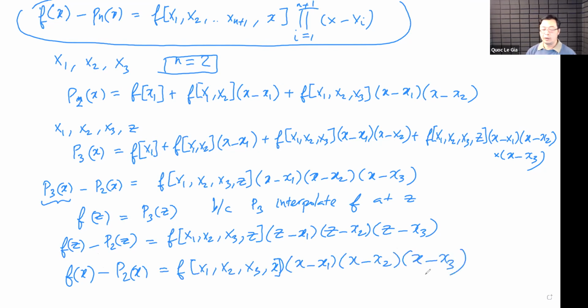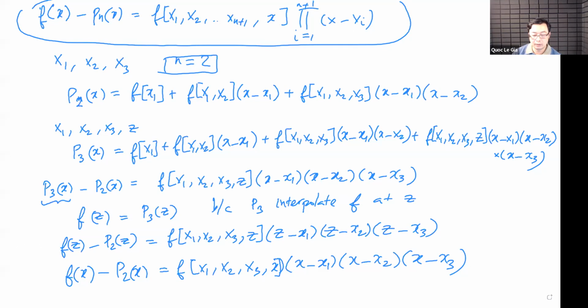So you get the idea, right? So essentially, I just proved this very first line, at least for the case n equal 2, by considering P2 and P3, right? And for the general case, you just consider Pn and Pn plus 1. Then you can prove this equality. So this one is just the property of the Newton interpolation form.